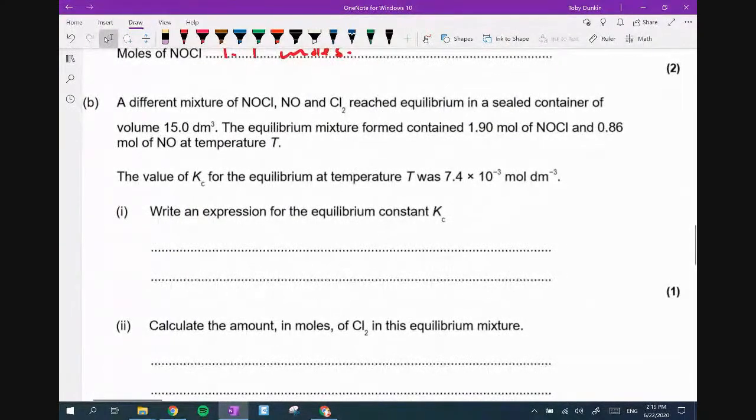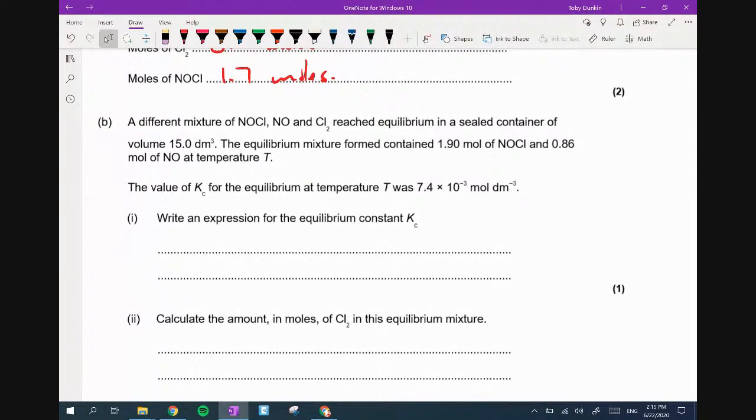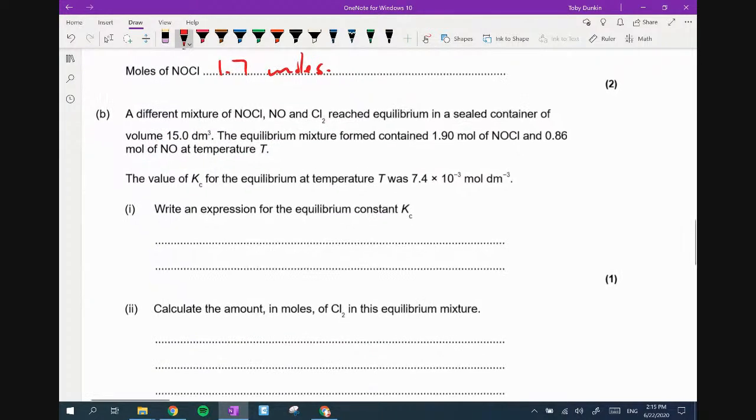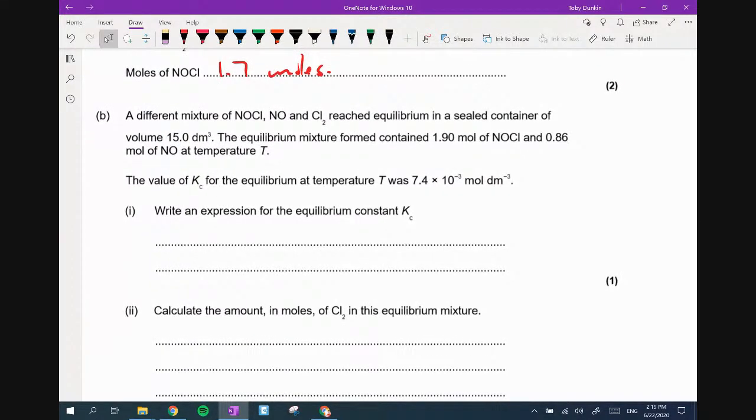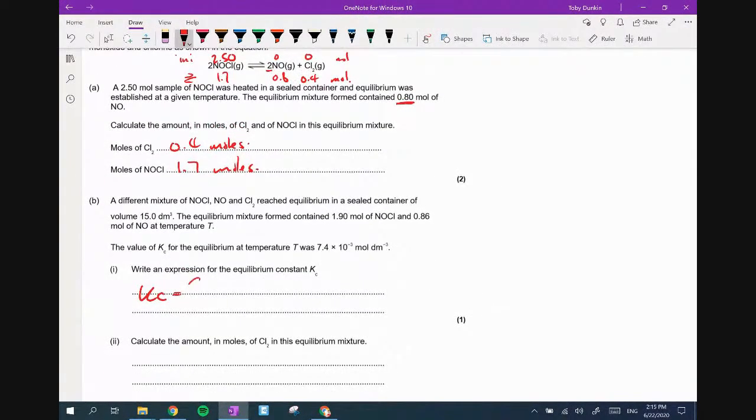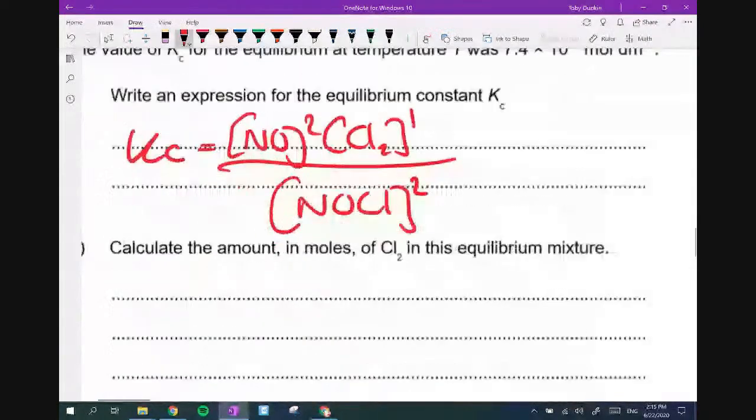A different mixture of NOCl reached equilibrium in a sealed container of 15. They've given us a volume, because the equation's not equal on either side. The equilibrium mixture forms this, and this, at a temperature. Calculate the value of Kc at this. Oh, they've given us the Kc value, so they're going to make us reorganize. Write the expression: Kc equals products. So NO to the power of 2, Cl2 to the power of 1, all over NOCl to the power of 2. There's Kc, nice and easy.